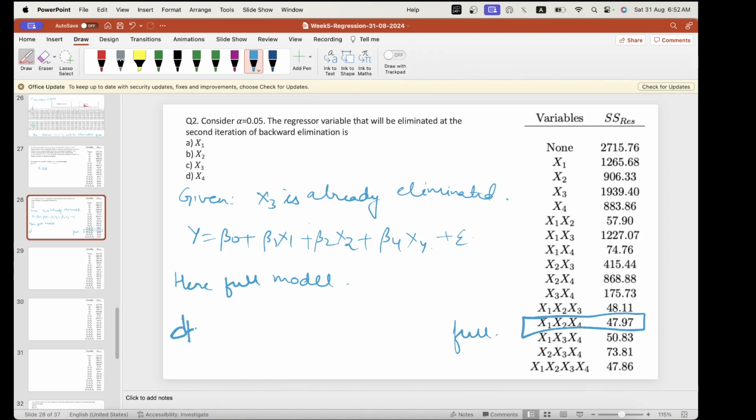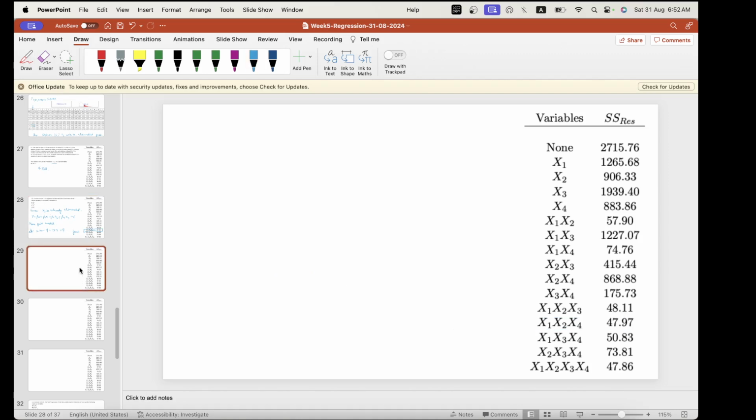Alright. So then df of the full model is n minus 1, 2, 3, 4, so that would be 13 minus 4, that is 9. Now we have to find out which of the others will get eliminated next. So it's the same thing. We have to find out 1 given 2, 4. That would be SS residual reduced minus SS residual full by MS residual full.